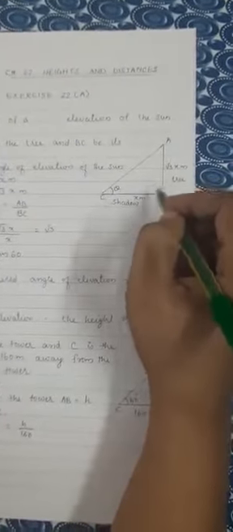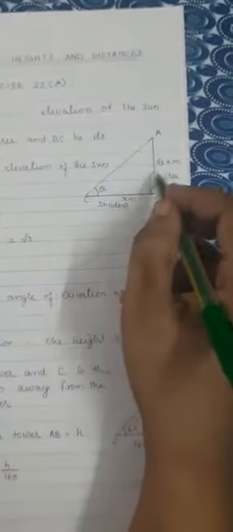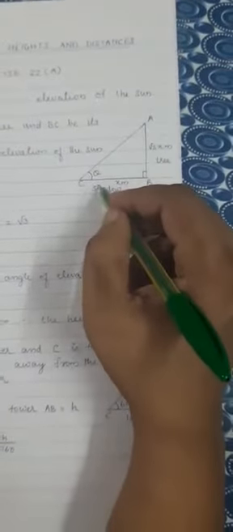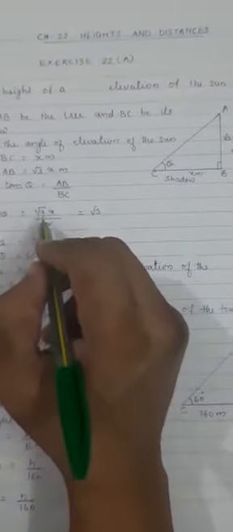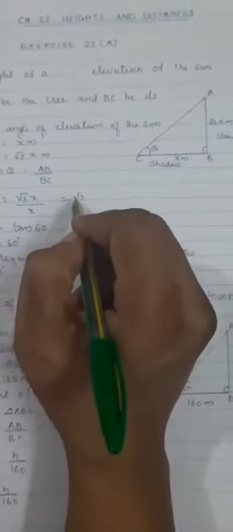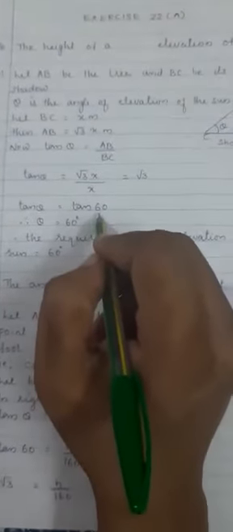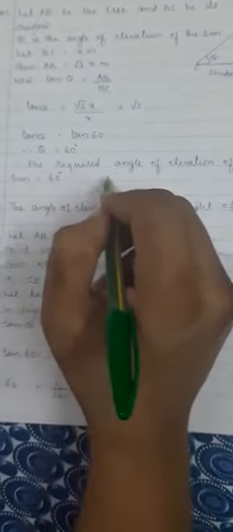Here it is given that AB is root 3x and BC is x meter. From these two relations we have to make the trigonometrical ratios. Tan theta is equal to opposite side by adjacent side. So tan theta is equal to root 3x divided by x, that is equal to root 3. For which value is tan root 3? Tan 60 is root 3. Therefore, theta is equal to 60 degree. Therefore, the required angle of elevation of the sun is 60 degree.